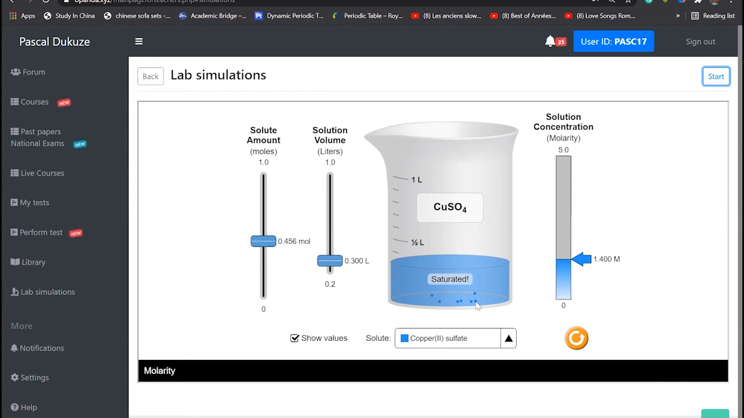So this is how we can use our simulation to show how various solutions having various concentrations can be prepared. You can prepare a saturated solution. You can show how you can reduce the concentration of a solution. You can show how you can increase the concentration of a solution, either by changing the amount of solute or changing the volume of the solution.